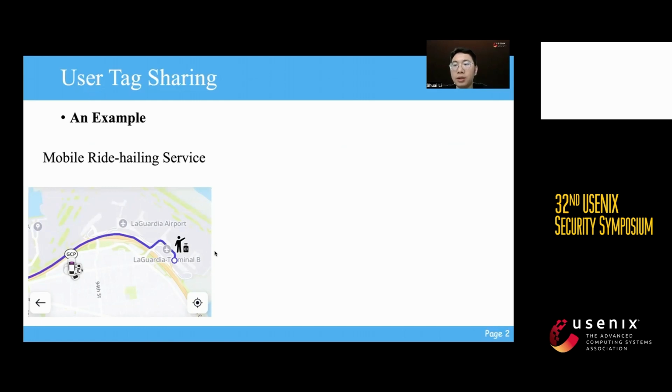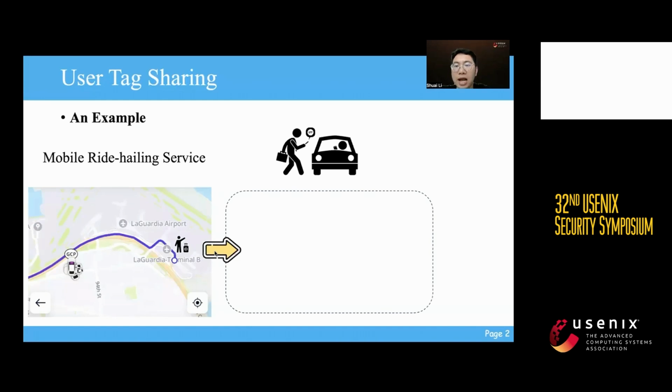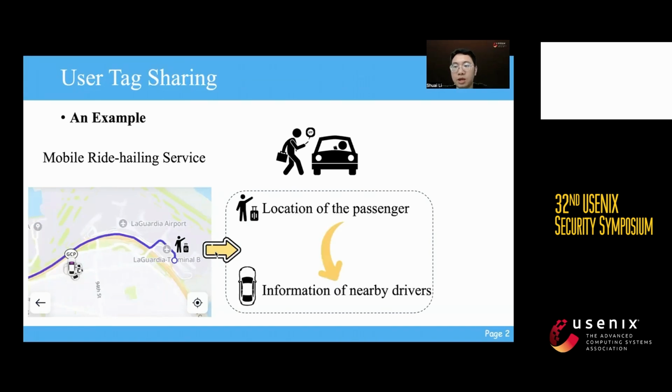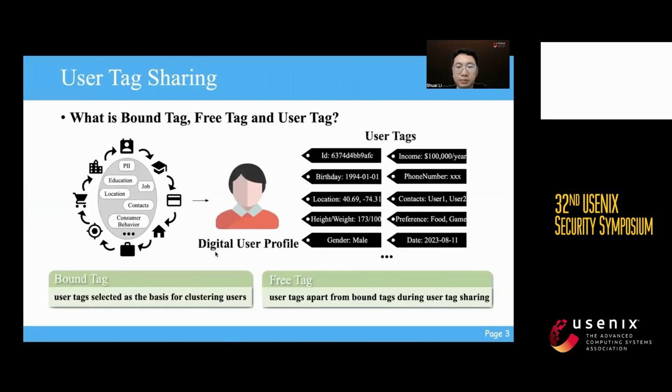Let's take a ride-hailing service as an example to illustrate this. With these services, the passenger's location is used to find nearby available cars and drivers. This service helps bring passengers and drivers together, ensuring that passengers located in different places can quickly find suitable rides. Here we name the passenger's location as bound tags and the information of nearby drivers shared back as free tags.